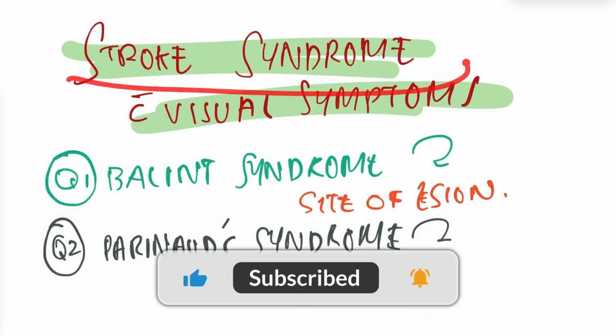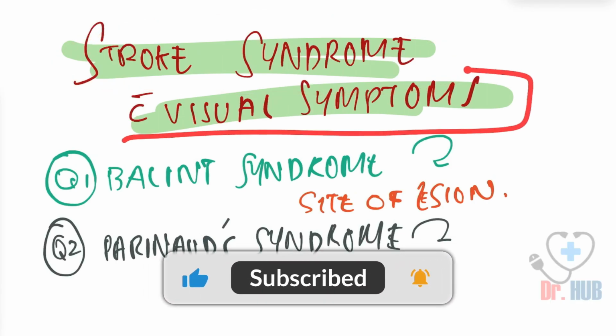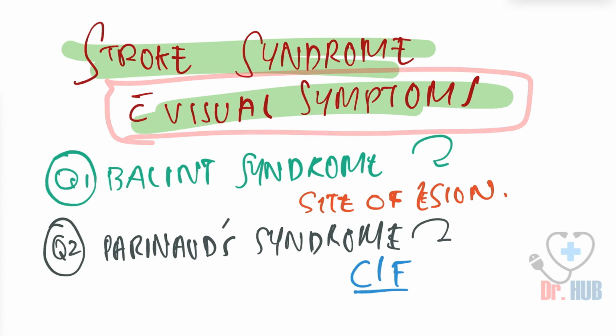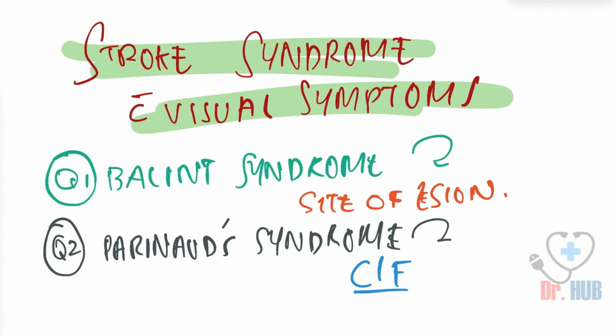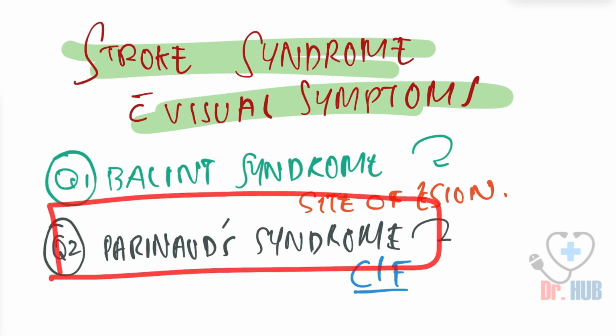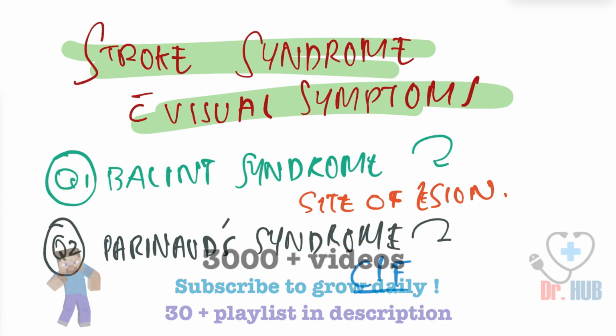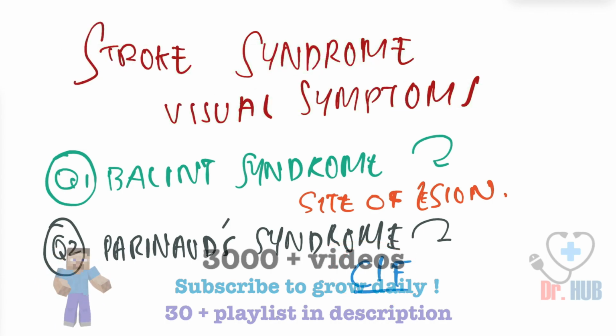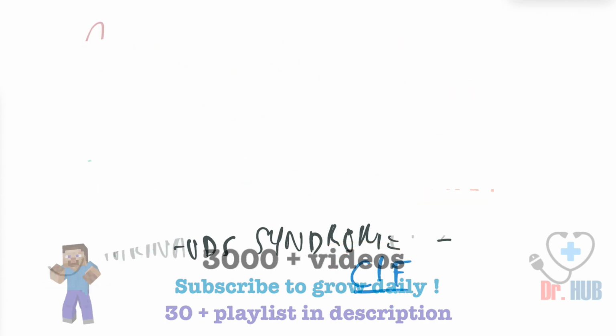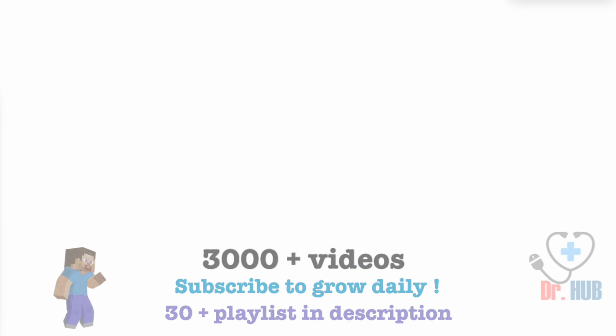Stroke syndromes along with the visual symptoms. To begin with some questions: the first question is, in terms of the Balint syndrome, what is the site of lesion? The second question we want to ask is, in terms of the Parinaud syndrome, name the clinical features. In this video, we'll find the answers to these questions and learn in detail about them.